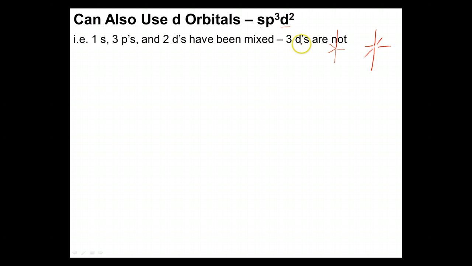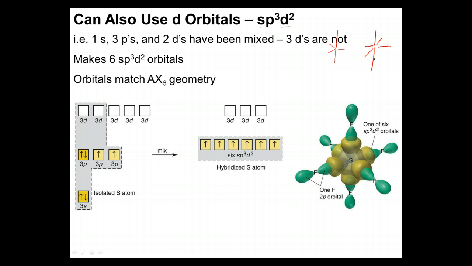We're going to leave 3 of the d orbitals totally alone. Notice that we've got 1, 2, 3, 4, 5, 6. A total of 6 orbitals that we're mixing, which means that there's going to be a total of 6 orbitals that we're making. How convenient that there will be 6 areas that we can have bonds made. This will tie back to that set of geometry as well and match up with our AX6 geometry family.